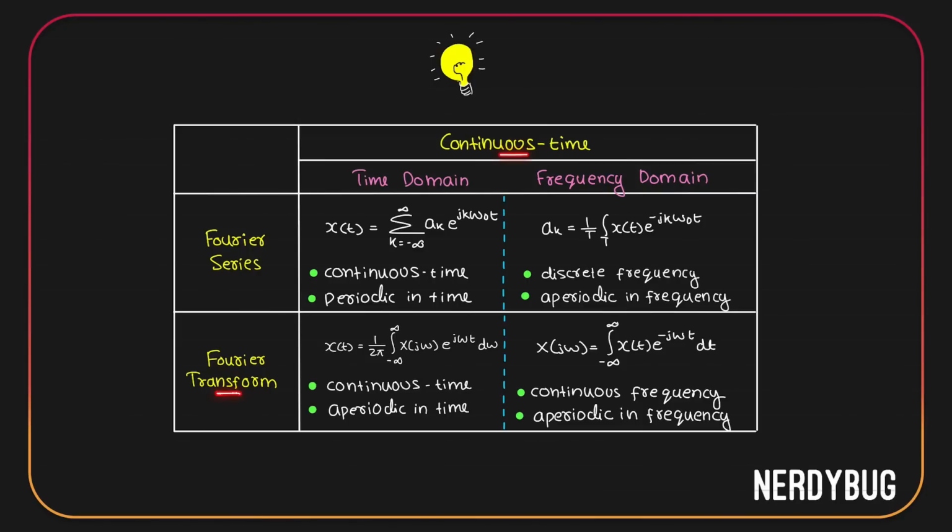In continuous time Fourier transform, the synthesis equation was x of t is 1 by 2 pi integral from minus infinity to infinity X of j omega e raised to j omega t d omega. X of t here is continuous in time and x of t is an aperiodic signal because Fourier transform is generally for aperiodic signals. In the frequency domain, we have the analysis equation X of j omega. It is integral from minus infinity to infinity x of t e raised to minus j omega t dt. X of j omega is continuous in frequency and it is aperiodic.